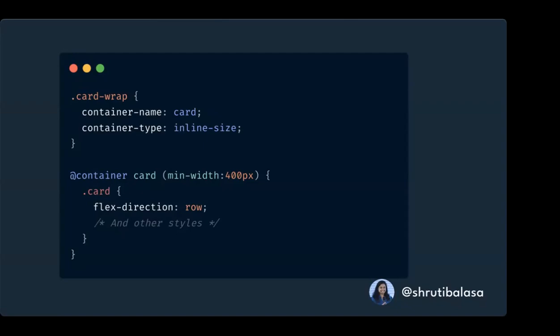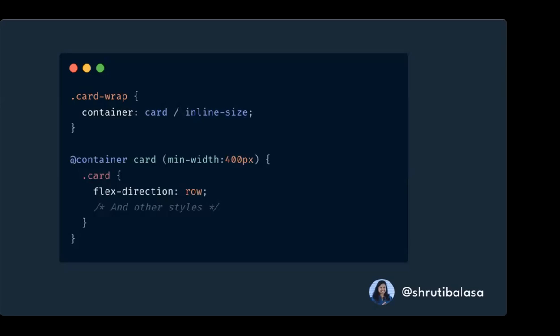You can combine the both, of course, and use the shorthand just container, followed by the value, which will be the name of the container, then a slash, and then what you're querying, that is inline size. Everything else remains the same.